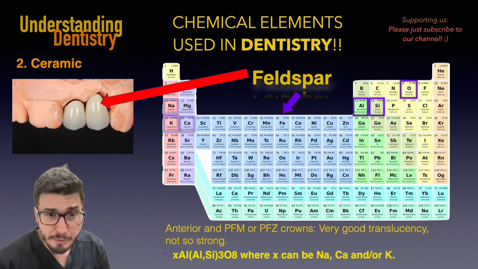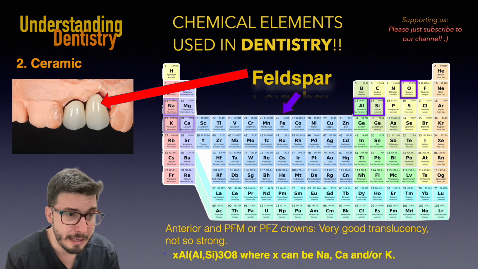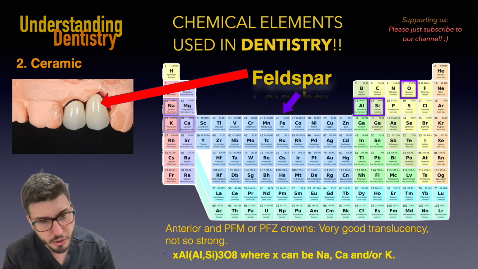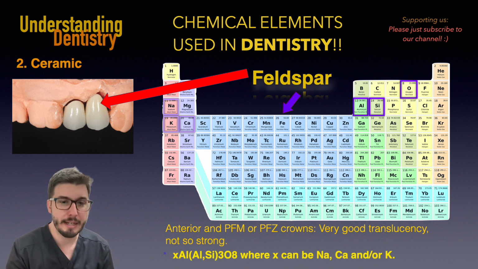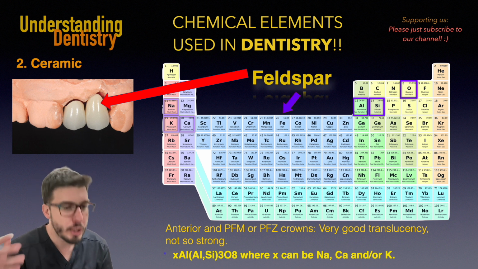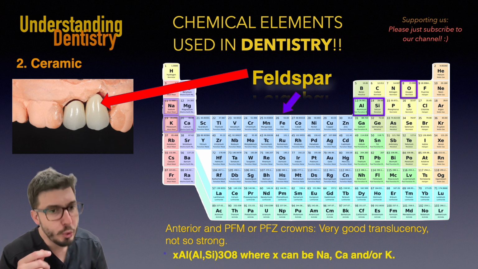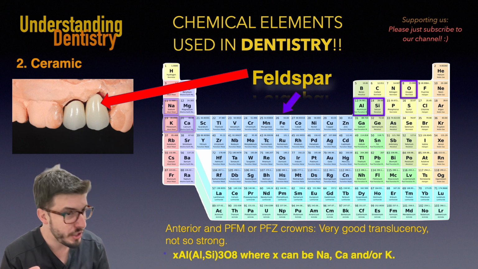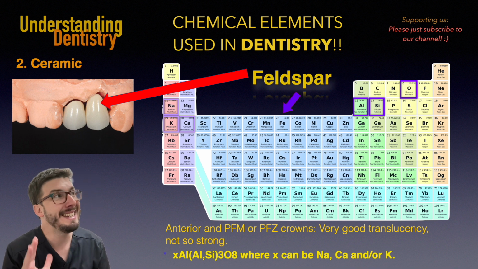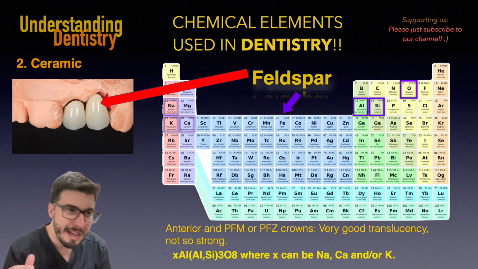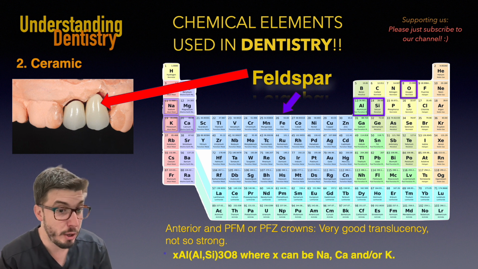All right, then we have feldspar, which can be used for anterior all ceramic crowns, or of course it's part of the composition of porcelain fused to metal and porcelain fused to zirconia crowns. Very good translucency, amazing translucency, but not so strong. And of course you wouldn't use feldspar for posterior restorations, right? That's the thing, but they have amazing translucency. Some patients have a high smile line and very translucent teeth. You need to achieve higher translucence than usual, and maybe you can consider this as an option.